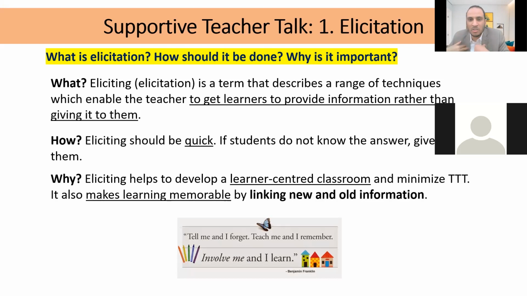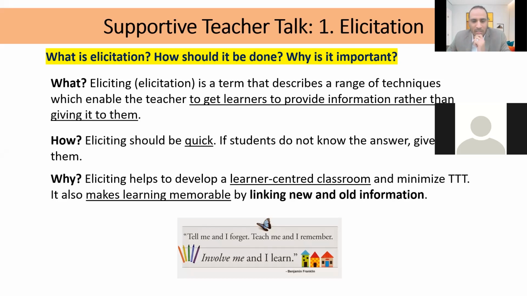Tell me, okay, you're a good teacher. Thank you. You talk a lot, but I will forget. Teach me, try to involve me, okay? I'll learn a little bit, and I will remember. I may remember, but if you involve me fully, then I will learn. How can you involve the students when you speak? By eliciting information rather than giving that to them.